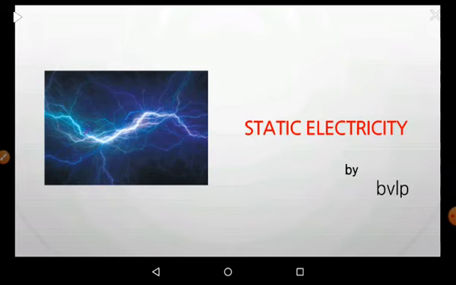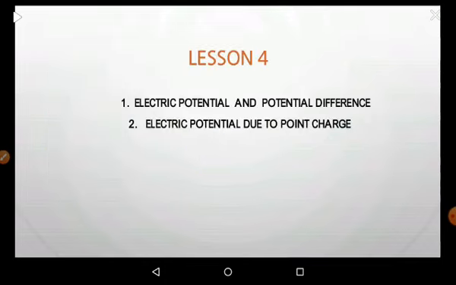The electricity which is produced due to the transfer of electrons from one material to another material due to the friction between them. And this is lesson number 4. This lesson is about electric potential and potential difference. This is our first point in this lesson. And our second point in this lesson is deriving a formula for electric potential due to a point charge.